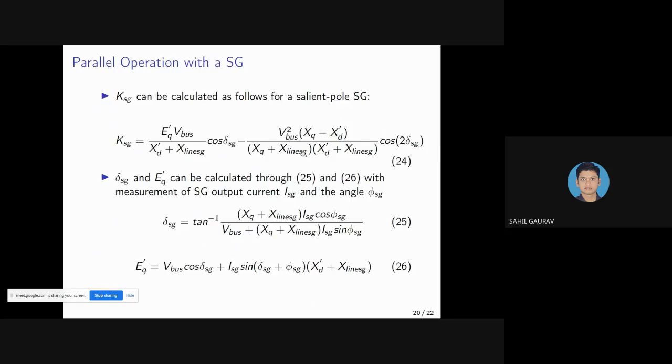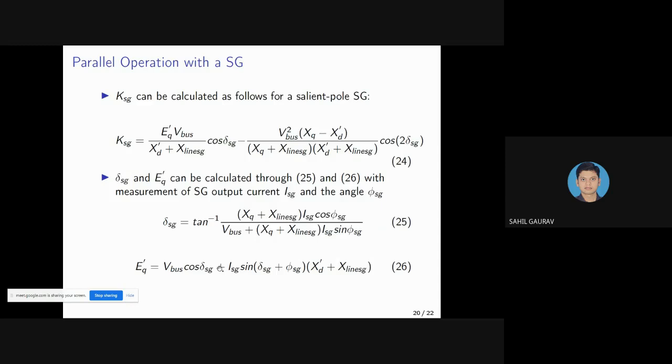where here you can see XQ, the q axis synchronous reactance of synchronous generator, and EQ dash is the q axis transient internal EMF. Further, delta SG and EQ dash can be calculated through equations 25 and 26 respectively, with measurement of synchronous generator output current ISG and the angle phi SG. This phi SG angle is the phase difference between the V bus and ISG. So we will get the delta SG and EQ dash.